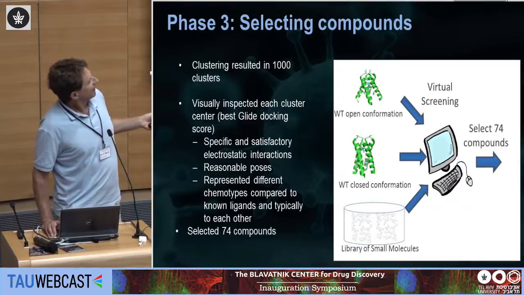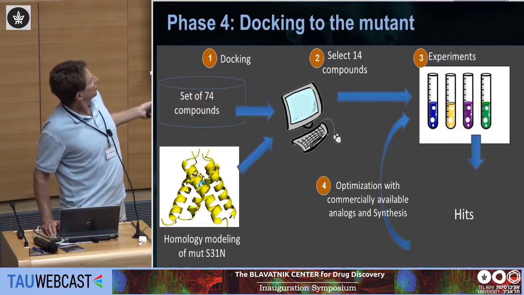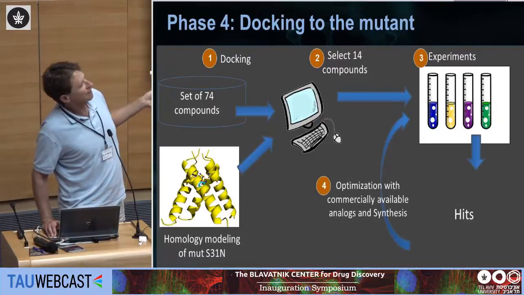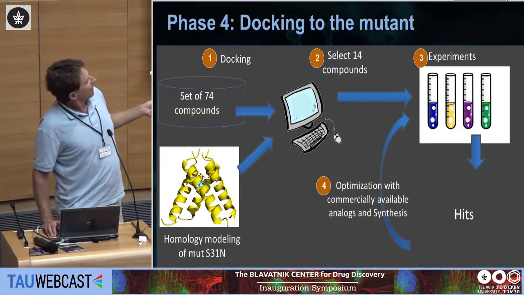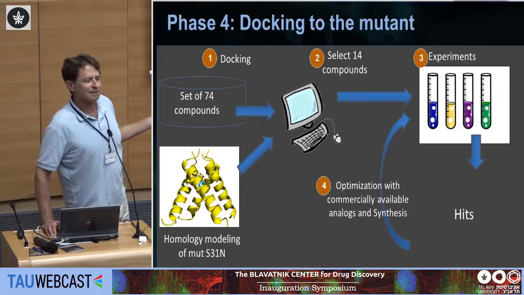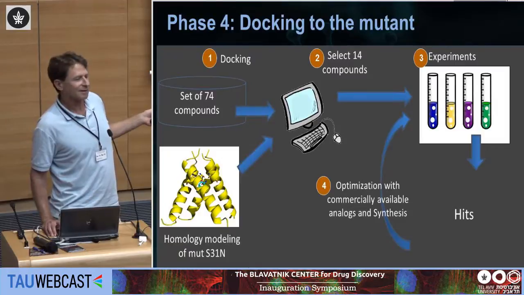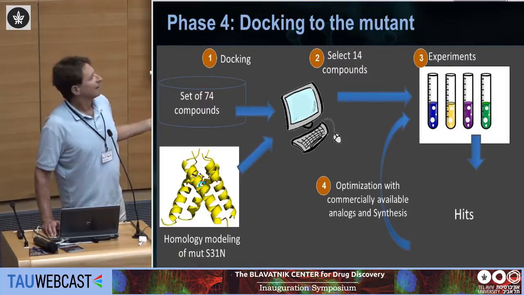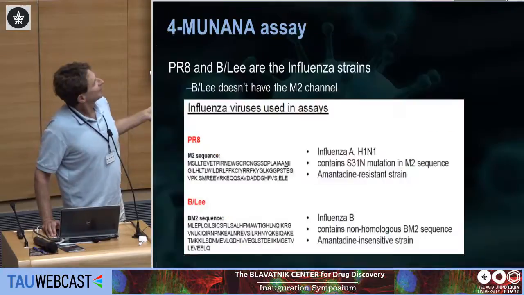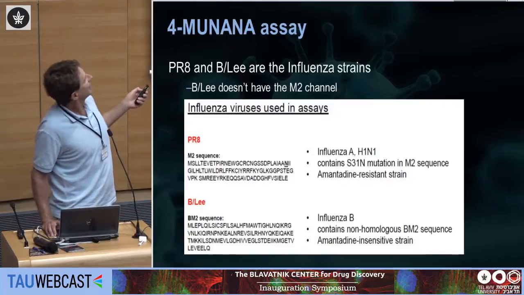She then went ahead and docked those 74 versus the model of the mutant and came up with a list of 14 compounds. And later, she also, in collaboration with experimentalists, looked at SAR homologs and synthesized some, and all of this was tested. But this is a description of how the experimental test went.